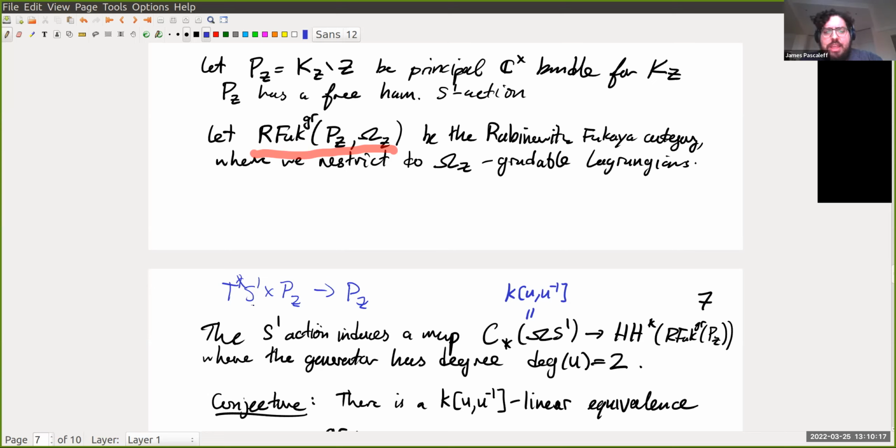The thing is that it forces the grading on T star S1 to be not the standard one. The standard one would be: you think of T star S1 as C star, and then you take DZ over Z. In this one, you'd have to take DZ, and so you get a loop that has degree 2. So the generator has degree 2 for that reason, just from thinking about how you have to grade things to make it compatible.